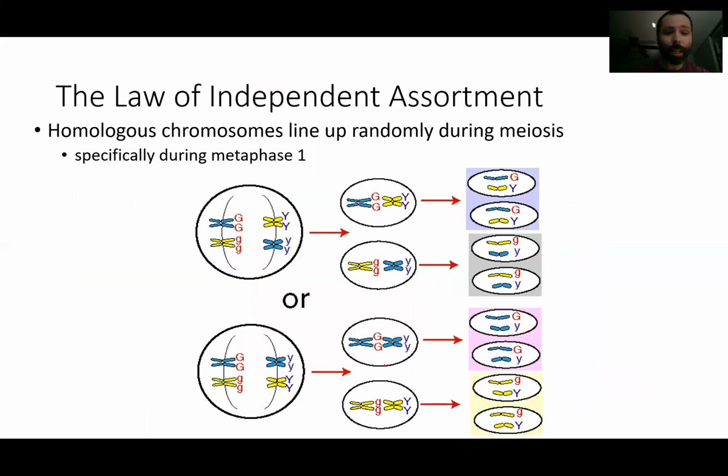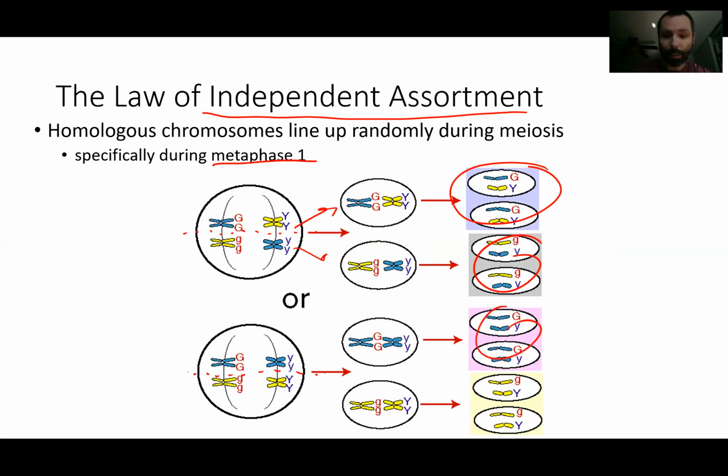The place where a lot of the variation really comes from is the shuffling, and that's called independent assortment, meaning that chromosome 1 doesn't care what chromosome 2 is doing, and so they can line up independently of each other. This is specifically during metaphase 1. Here you have pictures that show that in this version, the blue and the yellow end up on the same side, and that makes them get into cells where there's blue and yellow, and their final products are blue and yellow. Whereas in the bottom picture, the blue and the blue go on the same side, and the yellow and yellow go on the same side, so you end up with all blue and all yellow, right?